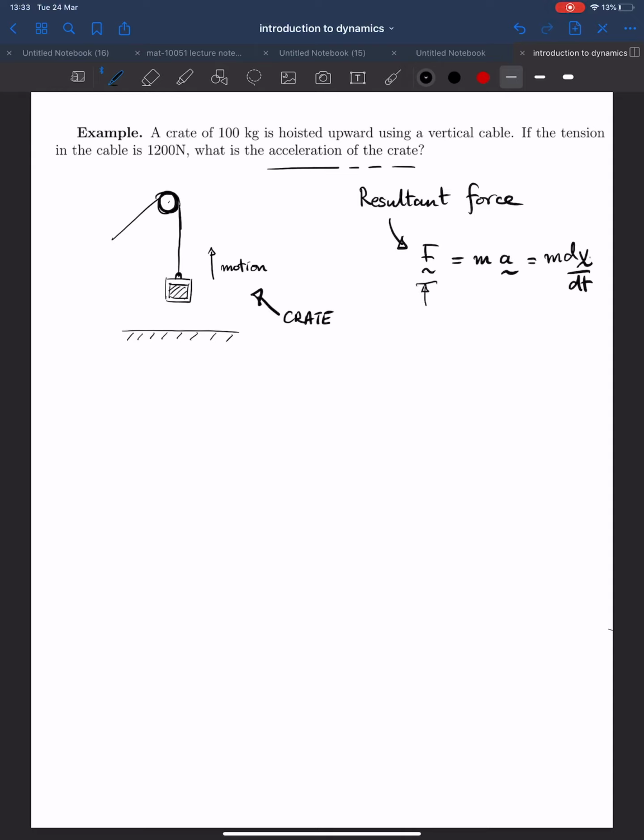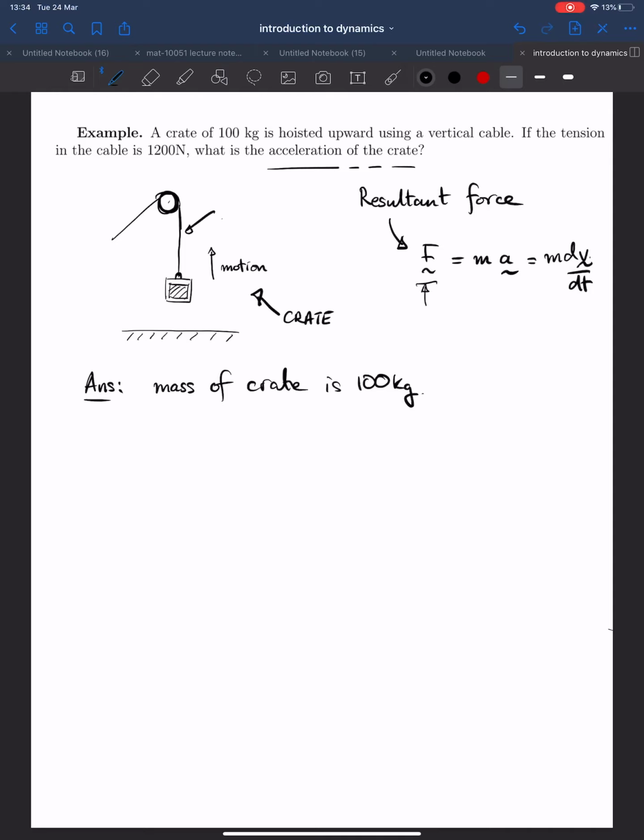So what have we been told? We have a crate that has mass 100 kilograms. Okay, so mass of crate, that's important. Mass of crate is 100 kilograms. And this crate is being hoisted up using a vertical cable.